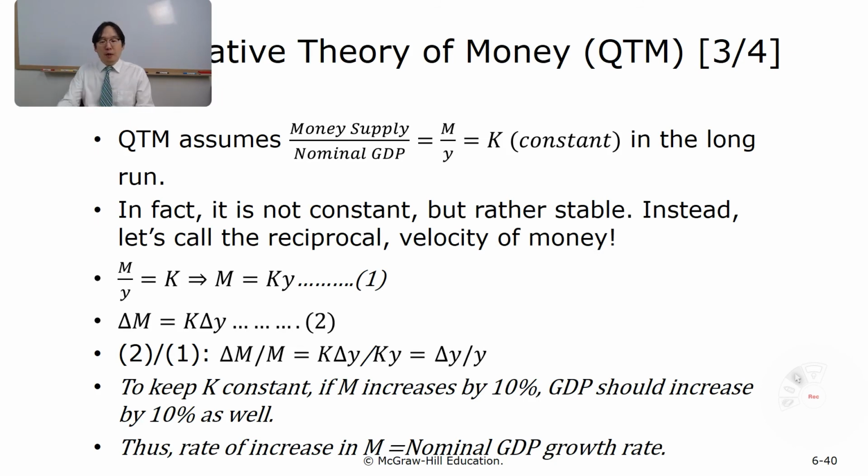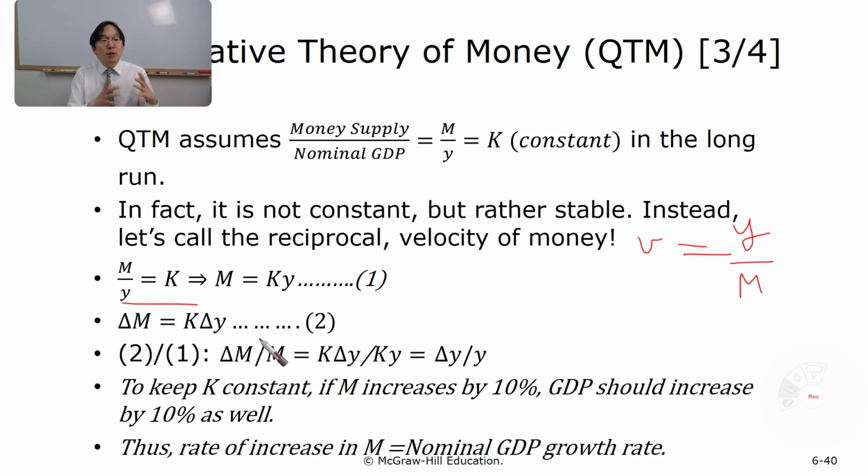So that will be velocity of money should be equal to Y over M. And then the constant, we keep it over there, right? And then if we do the math, take the Y to the other side of the equation, we see this relation, M equals kY. And then what's the differential, right?